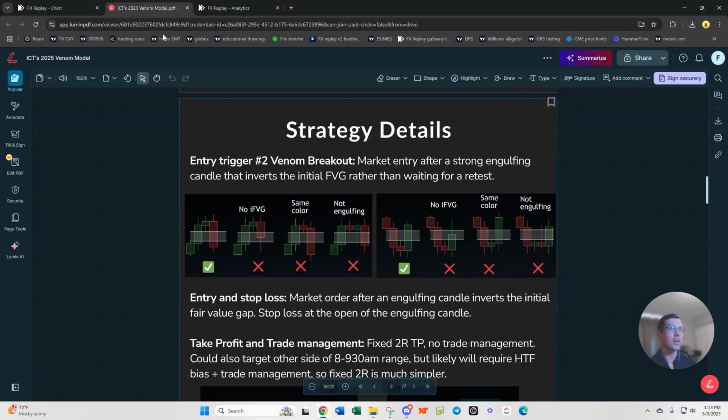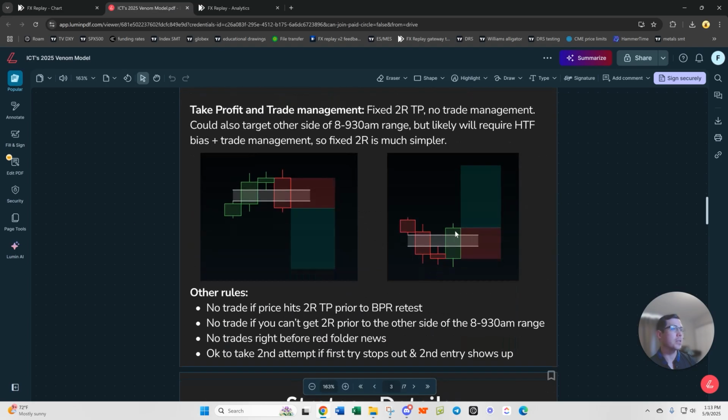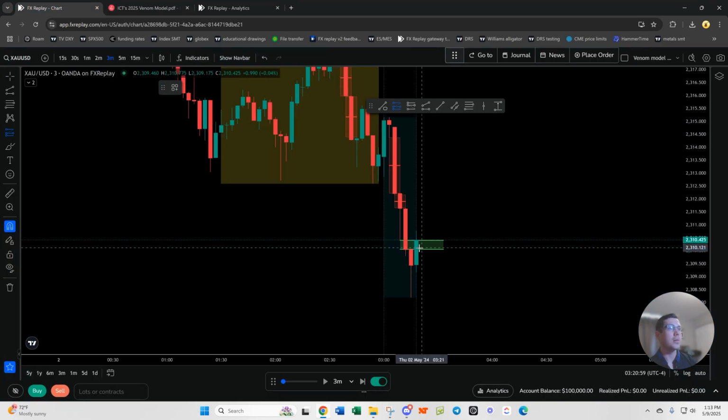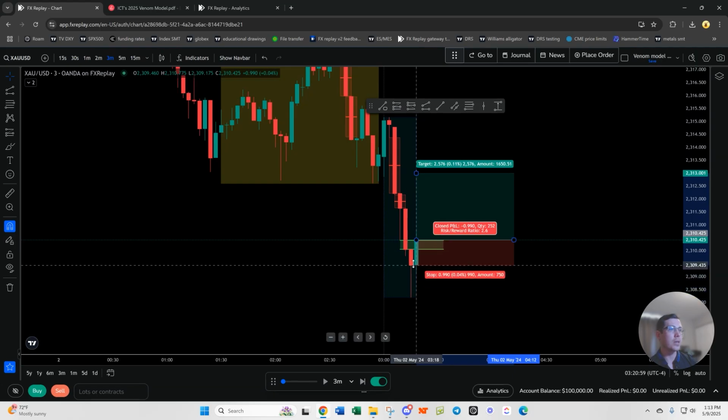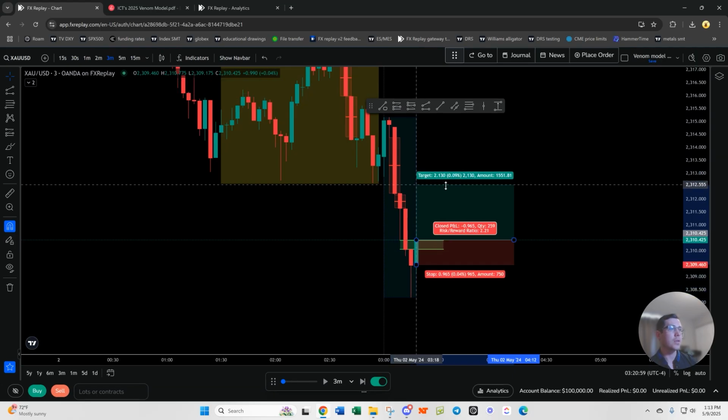We had an engulfing candle, it was red then green. It fully engulfed it. It closed above this previous candle. So this is our entry trigger number 2, and we're simply just going to do a market order at the close with the stop at the open. So I'll come here, place my position tool right there, and we'll go for 2 to 1.